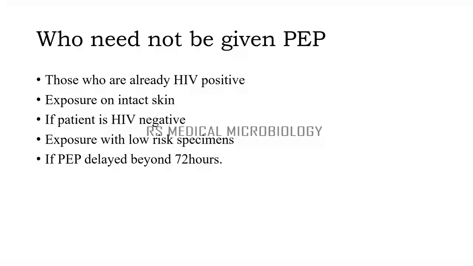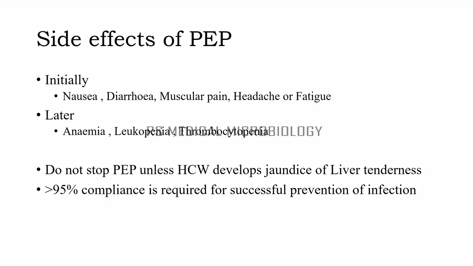In which group of patients can you decide not to give post-exposure prophylaxis? Basically those who are already HIV positive, exposure on intact skin if the patient is HIV negative, exposure with low risk specimens, and PEP beyond 72 hours. You can decide not to give post-exposure prophylaxis.